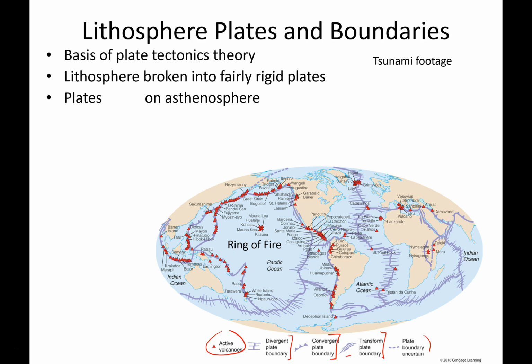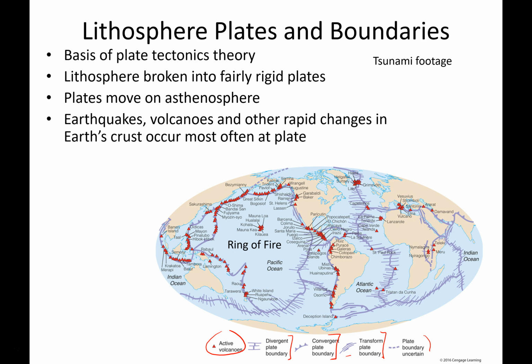So it's the lithosphere that is actually plates of the Earth's crust and a little bit of the mantle floating around on the liquid part of the mantle called the asthenosphere. Earthquakes, volcanoes, and other interesting things happen at the plate edges.